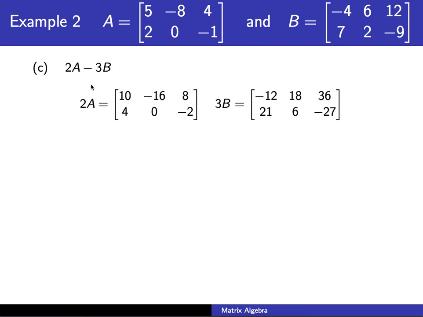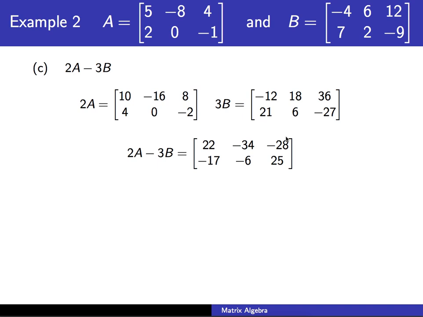Since we're taking 2A and subtracting 3B, we're going to take the first matrix that we got for 2A and subtract the matrix we got for 3B, which we can do since they're both 2 by 3 matrices. So again, make sure that they're the same dimensions before you try to add or subtract them. When we subtract them, we get 10 minus -12 is 22, -16 minus 18 is -34, 8 minus 36 is -28, so that takes care of our first row. And then in our second row, we have 4 minus 21 is -17, 0 minus 6 is -6, and -2 minus -27 is 25.